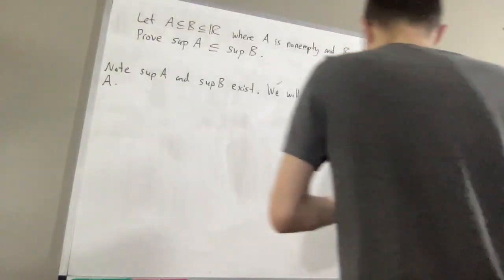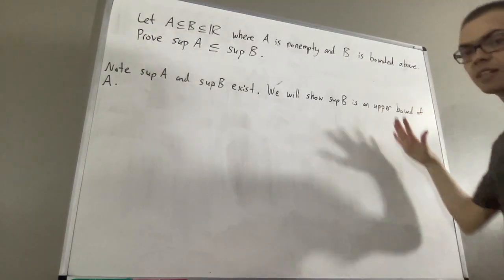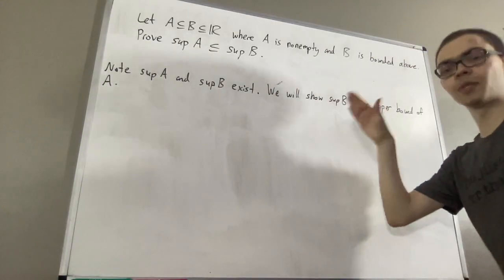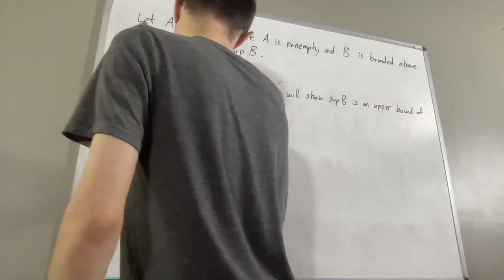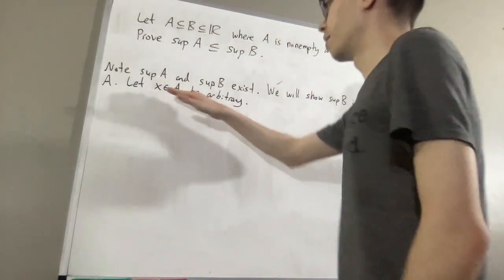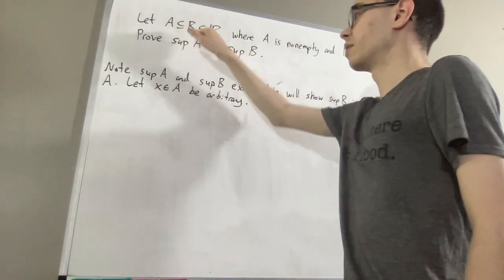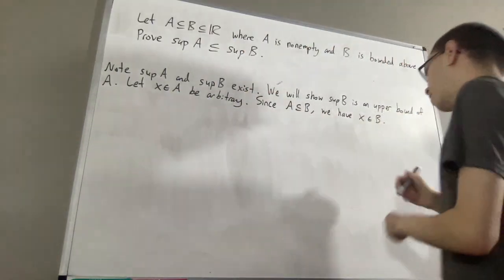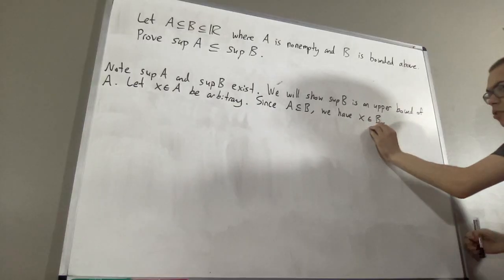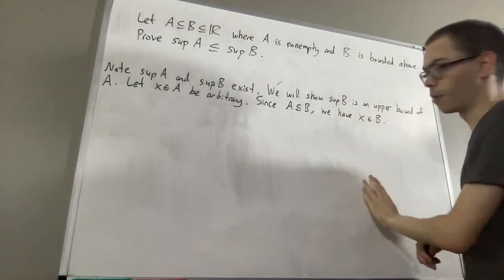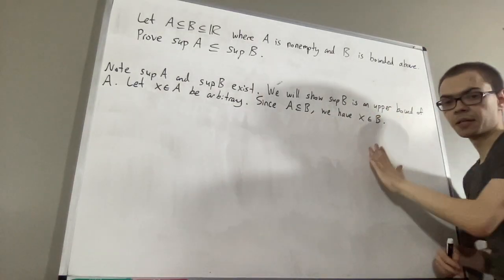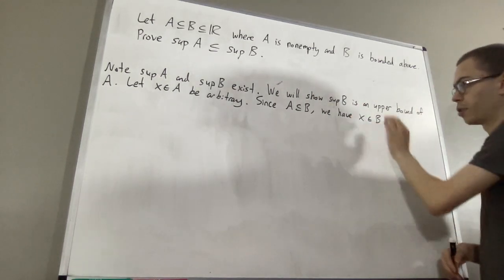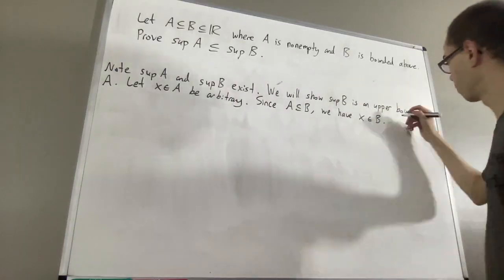So we will show that the supremum of B is an upper bound of A. To show that, we want to show for every x in A, x is less than or equal to the supremum of B. So let's give ourselves an arbitrary element x in A. Well then, since A is a subset of B, it follows that x is an element of B. But then x is going to be less than or equal to the supremum of B. Right? We know the supremum of B is an upper bound of B, so every element of B is less than or equal to the supremum of B. So in particular, x is less than or equal to the supremum of B.